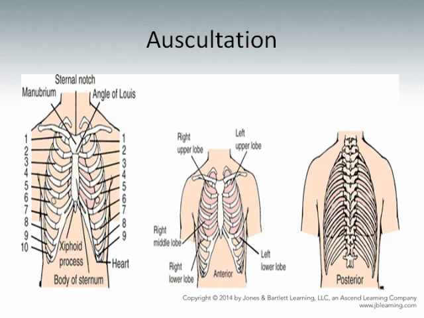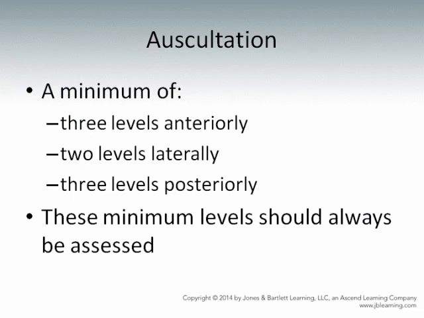This is auscultation, and this shows you the points that you should listen to. You know that on the posterior, the lung fields go down to the 10th rib, or T10, and then on the front, they go down just below the sternum. So with the auscultation, 3 levels anterior, 2 levels laterally. The only way you're going to hear the right middle lobe is to listen under the axilla, whichever way you say it.